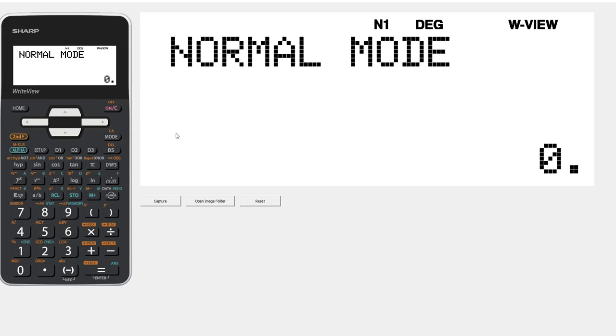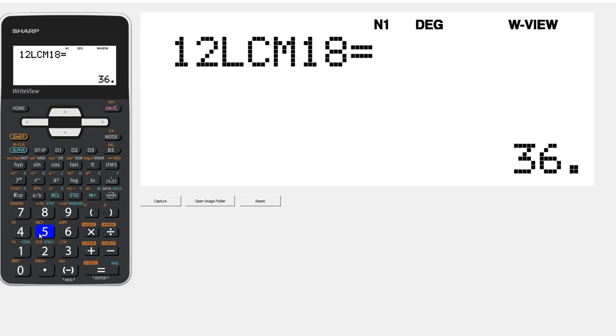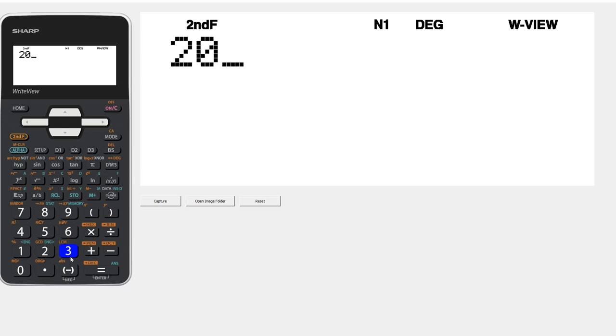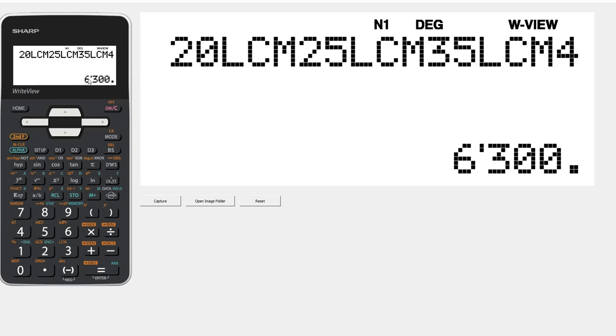The last thing I would like to show you is how to find the LCM on your calculator. So this is an example of a calculator that you would be allowed to work with in your exam. The model is a ELW531TH. It's a Sharp, and you can just use the LCM function. So for example, we can say 12, second function, LCM 18, and we get the LCM 36. Similarly to the long example, we have 20, LCM 25, LCM 35, LCM 45, and you get 6,300.